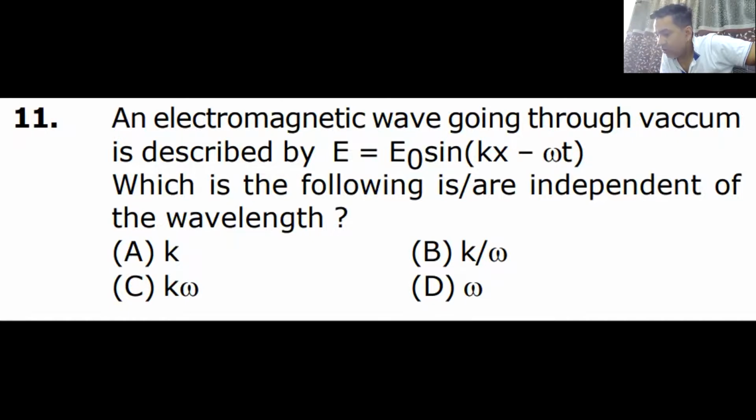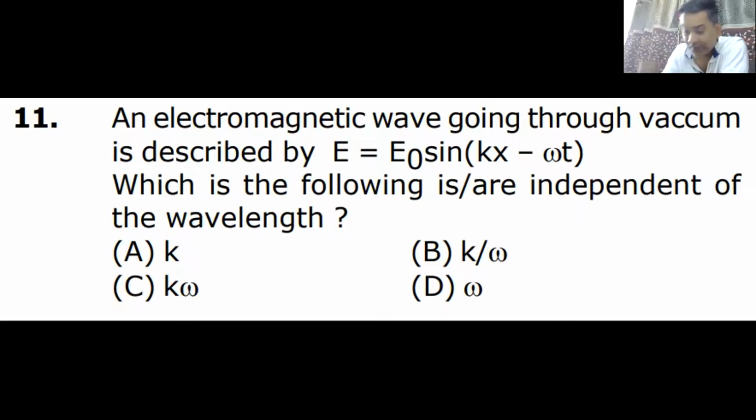K by omega. K is 2 pi by lambda. Omega is 2 pi by T. Will it be independent of wavelength? Yes, sir. V is equal to F lambda. Yes, it is independent of wavelength.